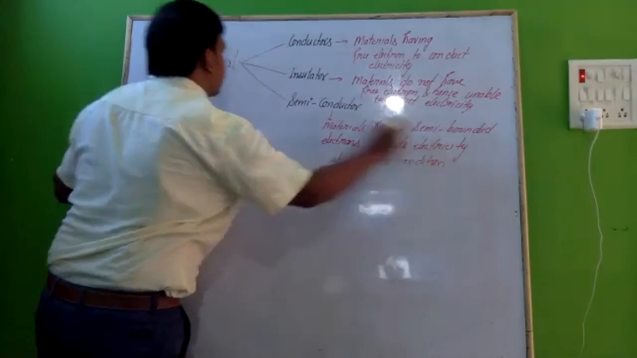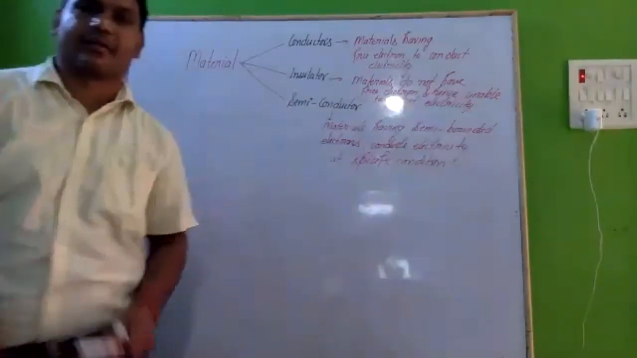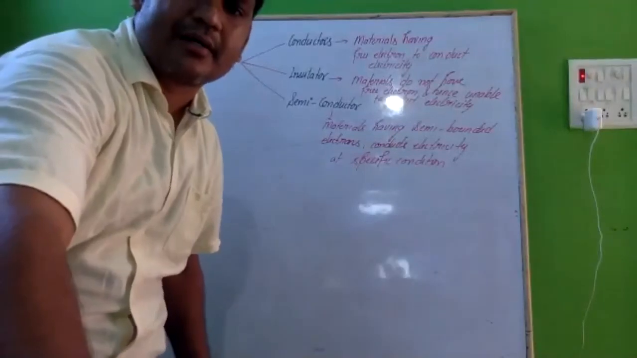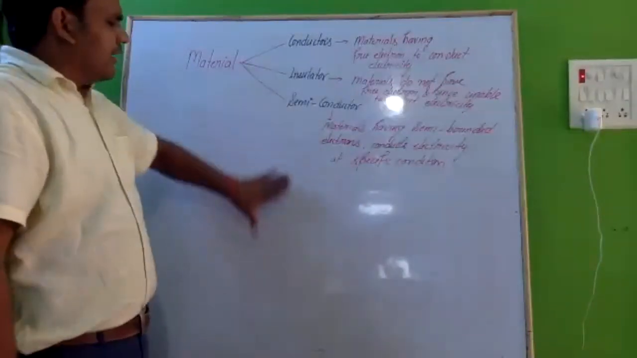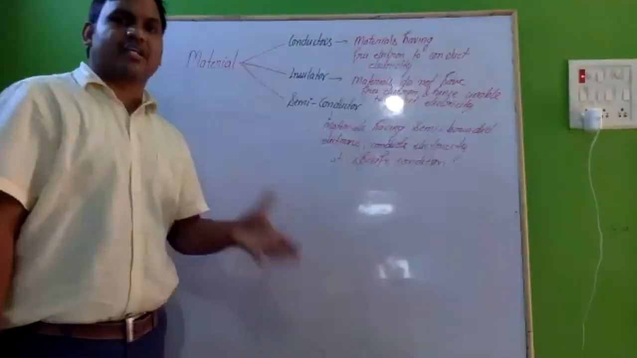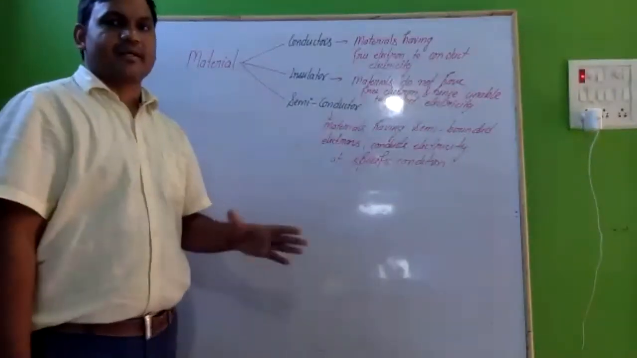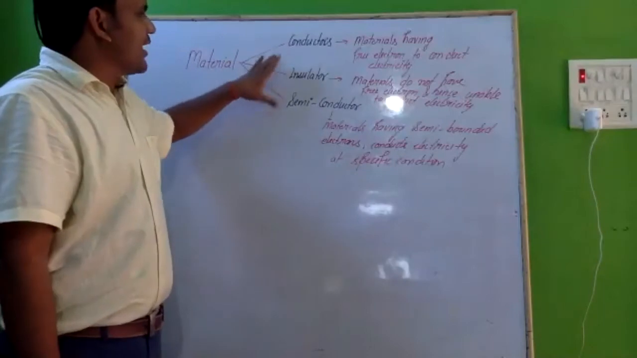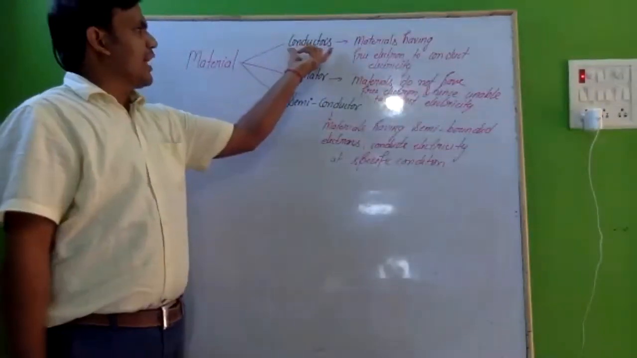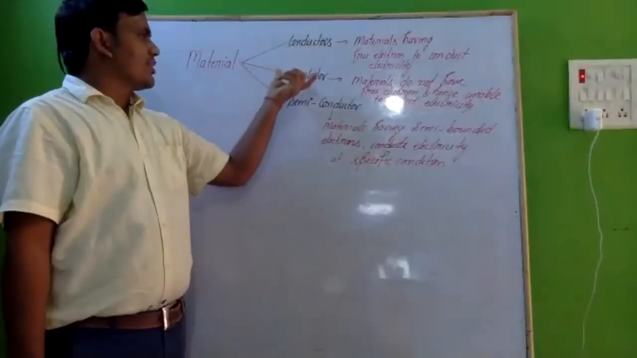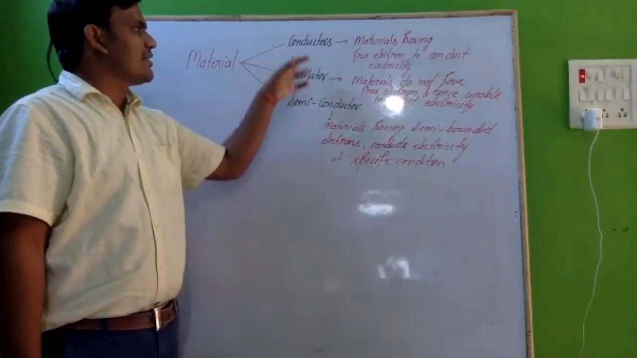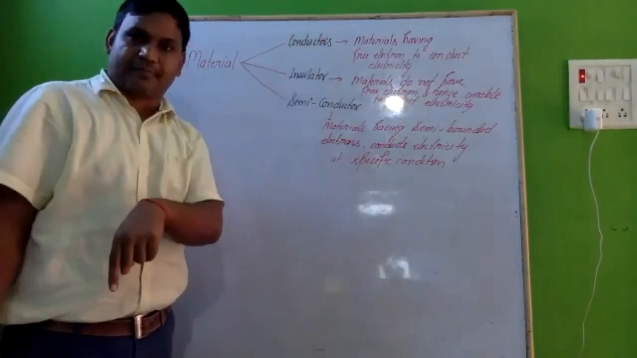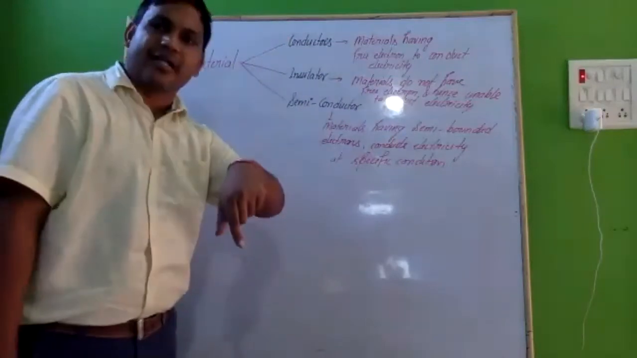Okay, so this is basically materials classification on the basis of resistivity. So let me describe how resistivity depends on the temperature. The resistivity of a conductor is very low. The resistivity of an insulator is very high, and the resistivity of a semiconductor lies in between the resistivity of conductor and insulator.